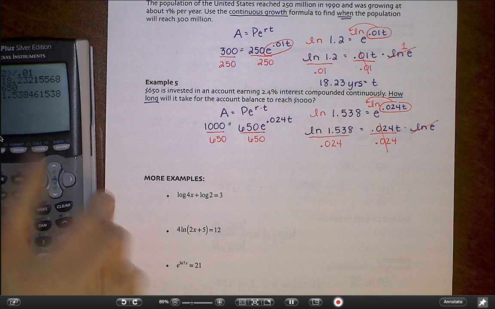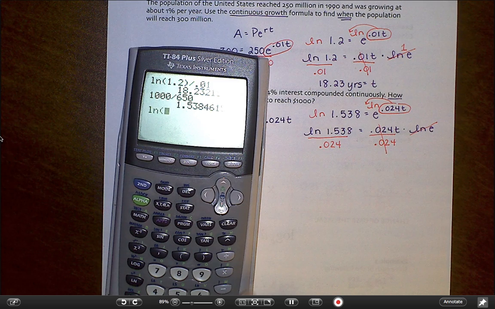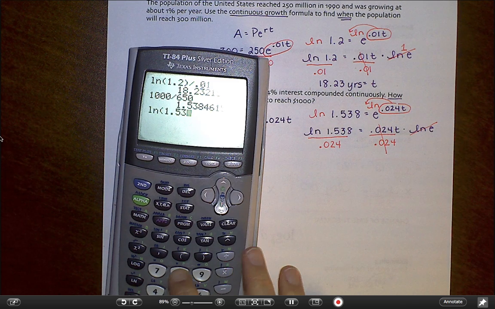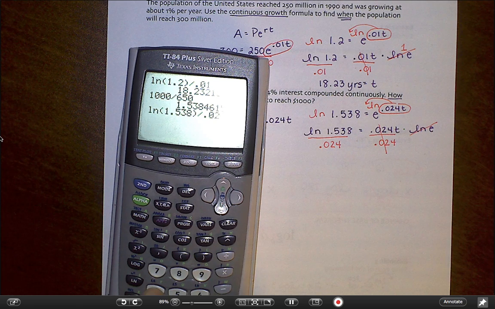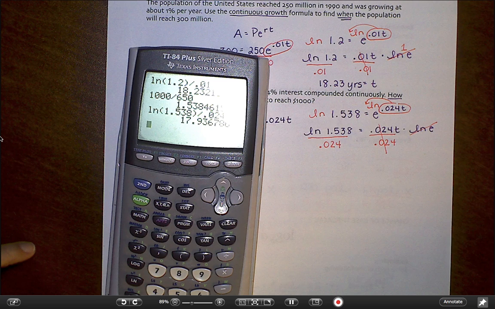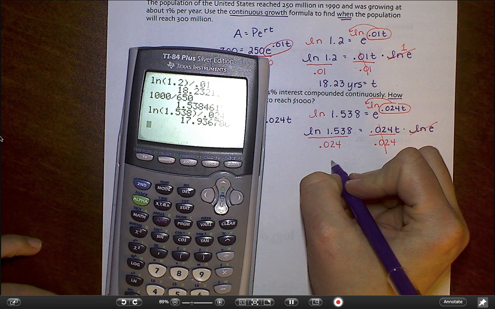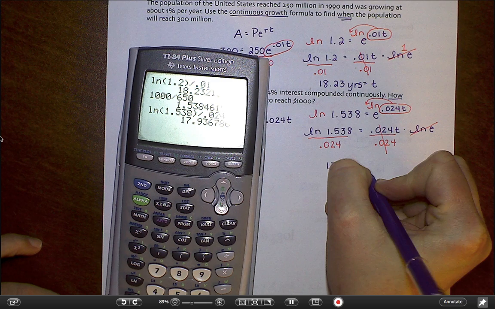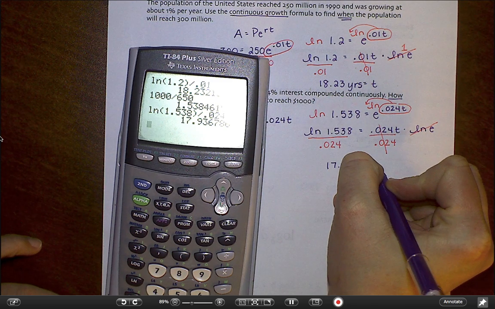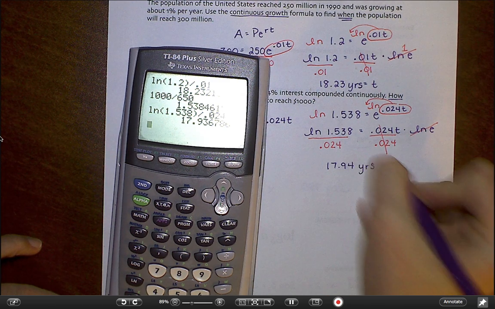And then this is going in my calculator. So natural log of 1.538, close parentheses, divided by 0.024. And I get 17. Gosh, the answer is even really close to the same. It's 17.94. Remember, that's years, would equal t.